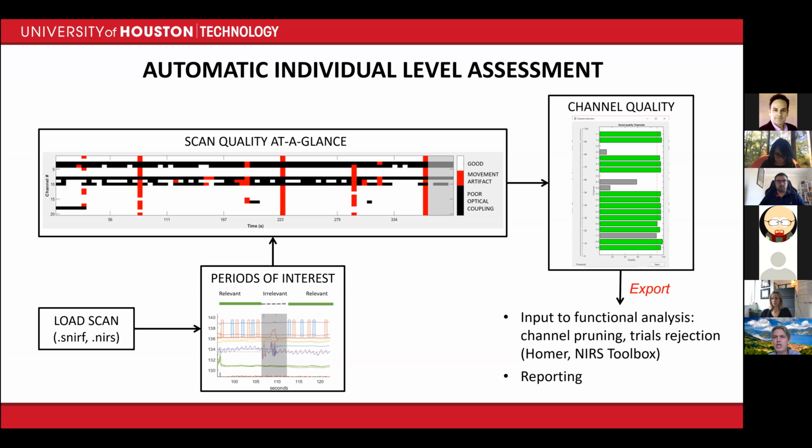After this step, we summarize the quality channel by channel by computing essentially the portion of the scan that has a good quality. And at this point, the user can set a threshold for the desired quality. We set it by default at 90%. We want at least 90% of the scan to be good. And importantly, this can be exported not only for reporting purposes, but also as an input to additional steps of the processing pipeline, for example, channel pruning or excluding specific trials.